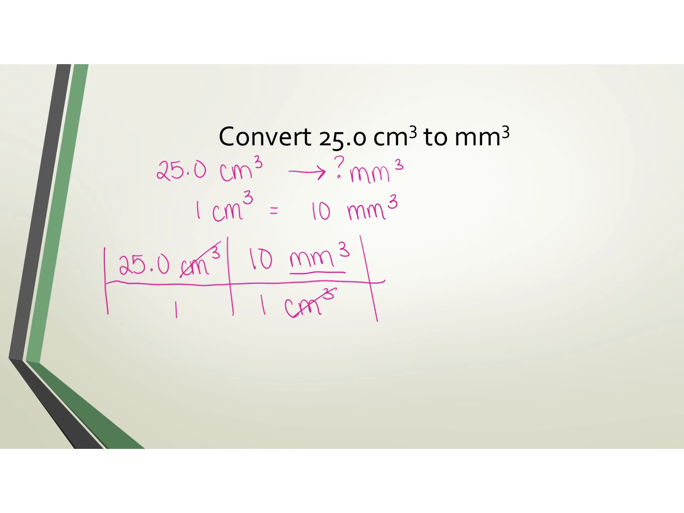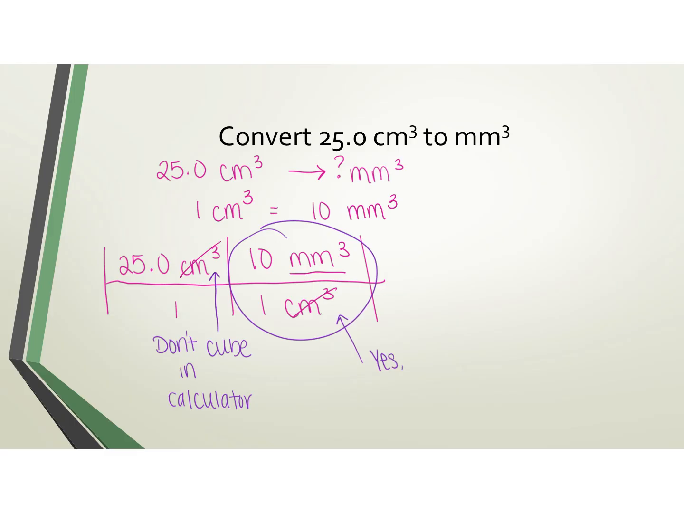So now this should look pretty familiar up until this point. The only difference is we have this cube symbol. So I'm going to add some notes before we calculate. Your starting number has already been cubed, so you are not going to cube this in your calculator. And then when we use our conversion factor, this has not been cubed yet, so yes, you need to cube this in your calculator.